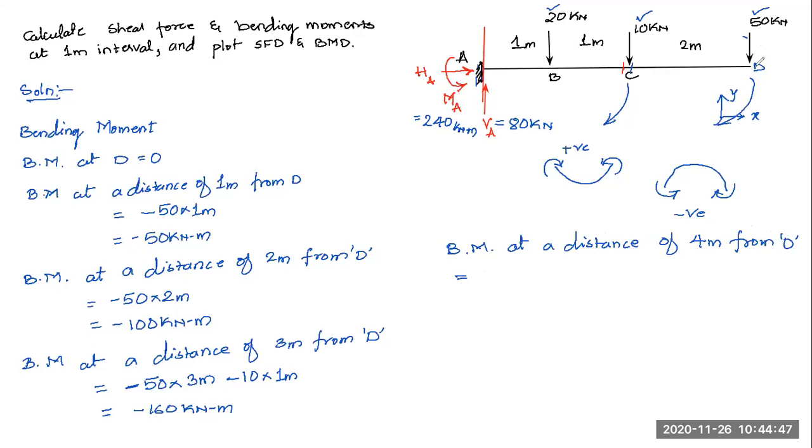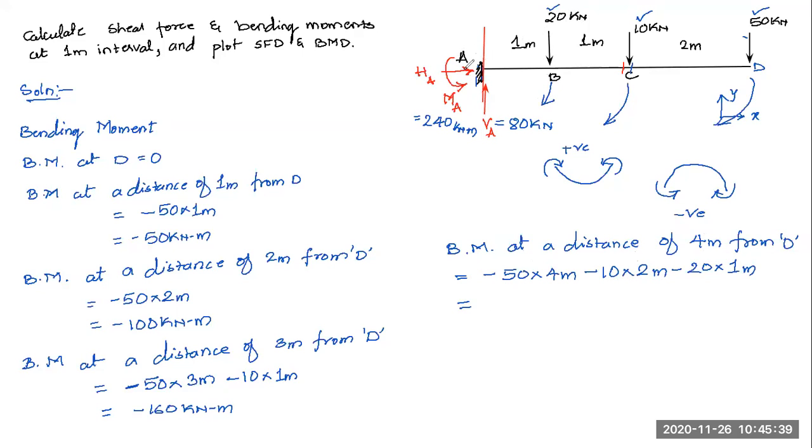The moment will be in the anti-clockwise direction only; we have confirmed that. So minus 50, the distance is 4 meters, minus 50 into 4. Due to 10, again the moment is anti-clockwise, so minus 10 into 2 meters. And this 20 kilonewton load will also have an anti-clockwise moment about point A, so minus 20 multiplied by a distance of 1 meter, minus 20 into 1. Altogether, this is 200, and this is 20, 220, and this is again 20, 240. And at point A, there is a moment over here.